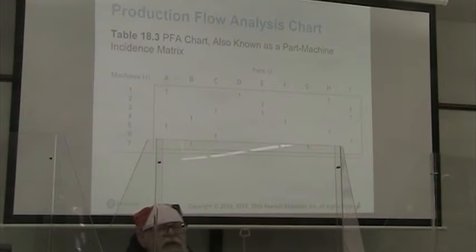All right, so here's a production flow analysis chart, also known as a part machine incidence matrix. Have you already had facility design? I think I have. That's some good firmness of remembering there. If you haven't, it's going to be offered in the spring.